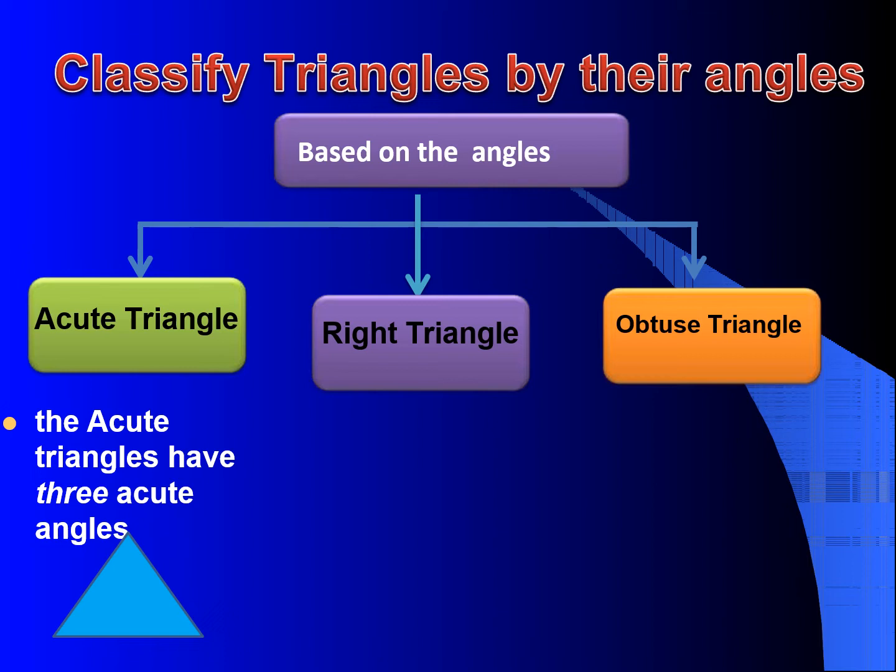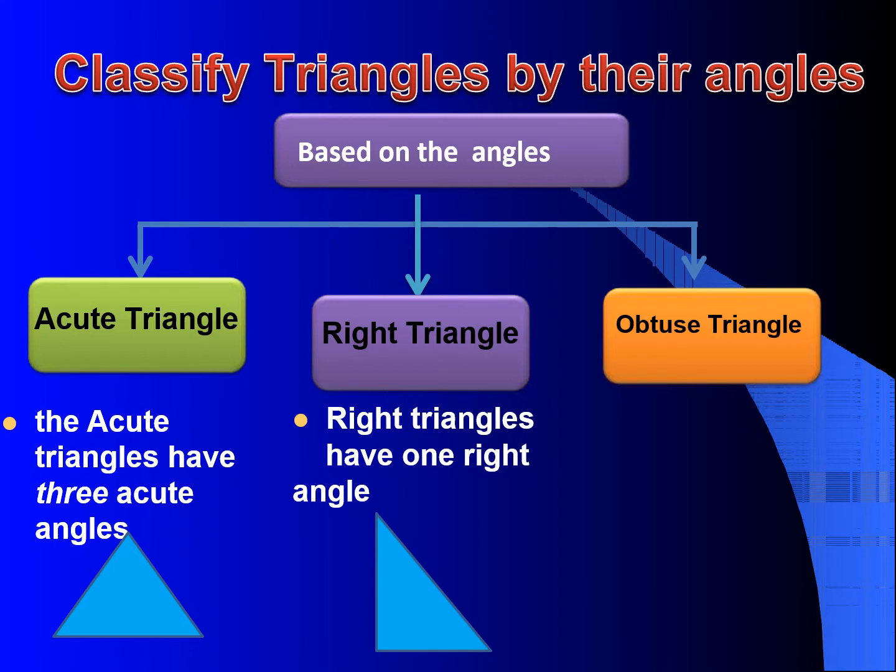For the second one, the right triangle, there is only one right angle in that triangle, like that one. So if there is only one right angle in any triangle, that triangle is going to be named a right triangle. So right triangles have one right angle only. There is no more than one right angle in a triangle.